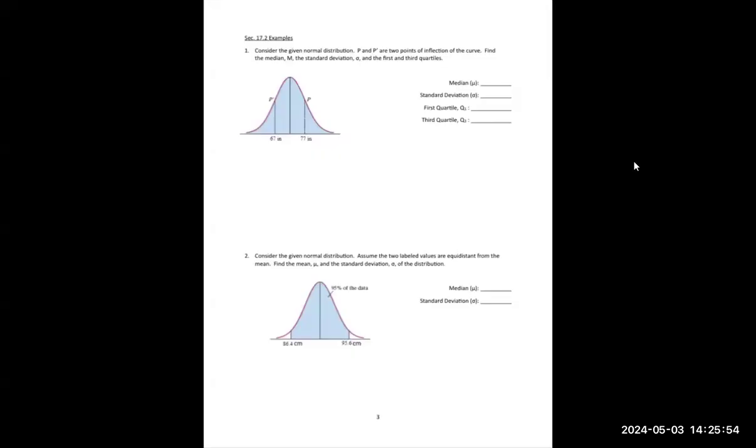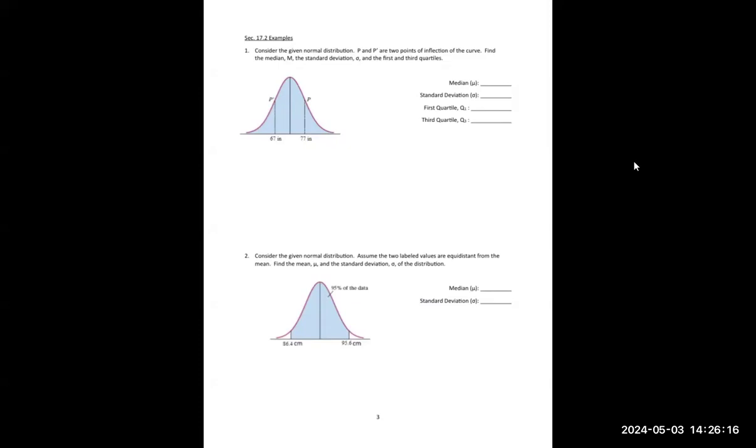Hey class, this is 17.2 examples, and these are examples of how to find the median, standard deviation, and quartiles if you are given two values that are equidistant from the center. So here's the first one.